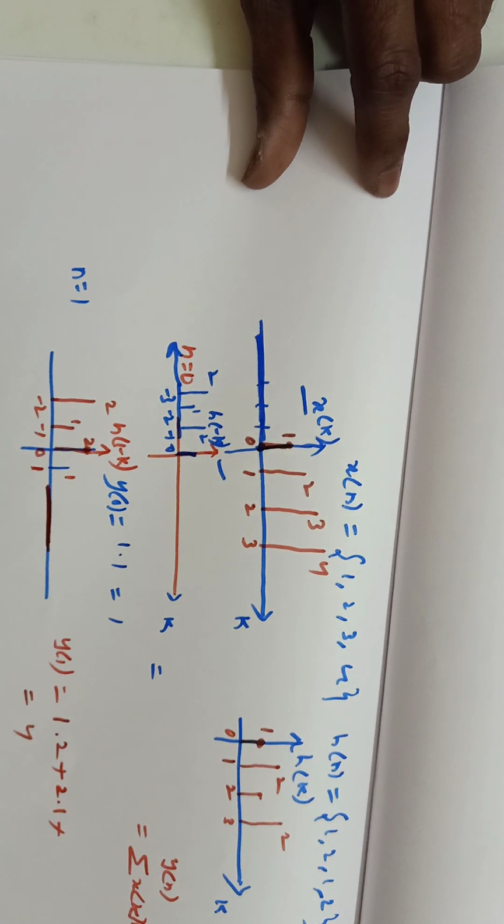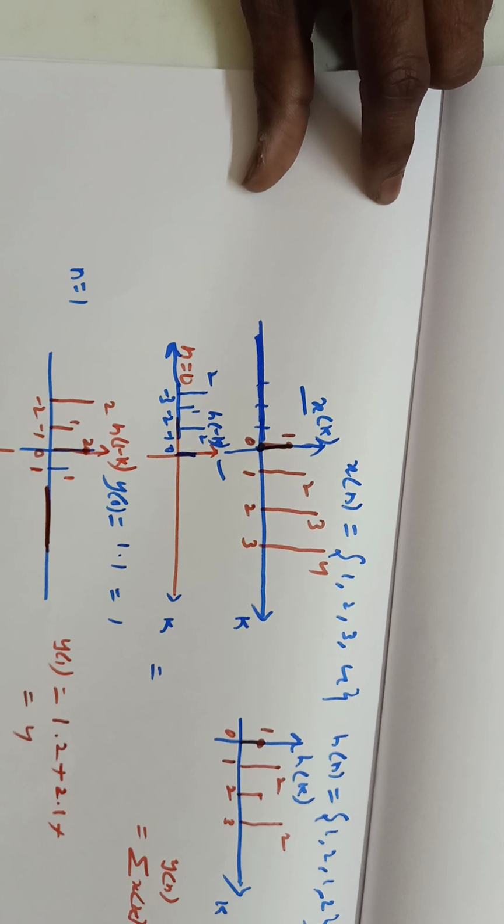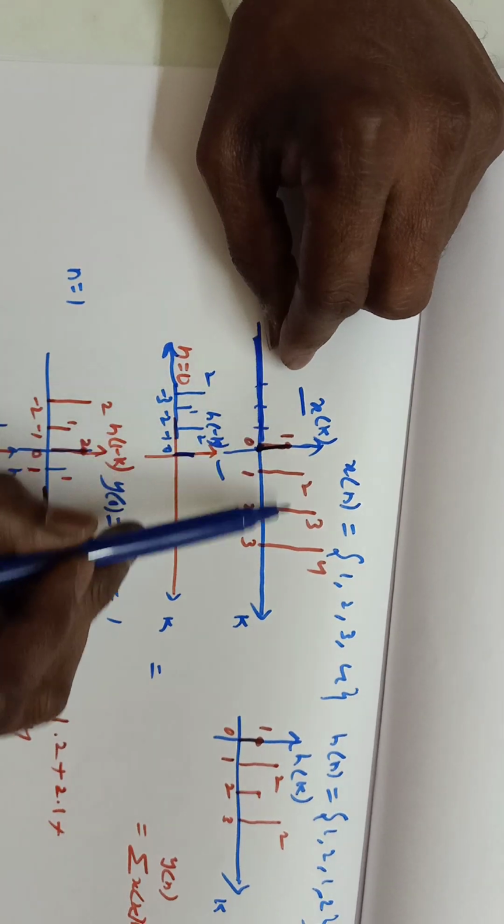So when n is equal to 2 means we will right shift this sequence by one more time. So these values will be shifted by one more time. 0 1 2. So 1 2, this 1 will come at the origin, this 2 will come at minus 1. So now this is h of 2 minus k. So this will be multiplied with x of k.